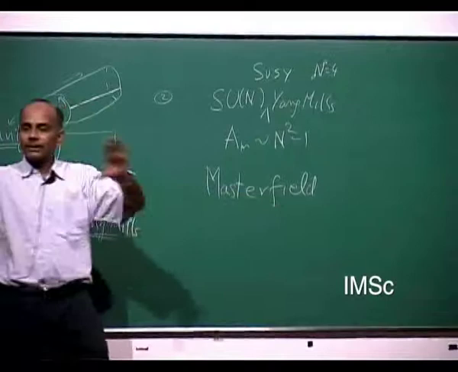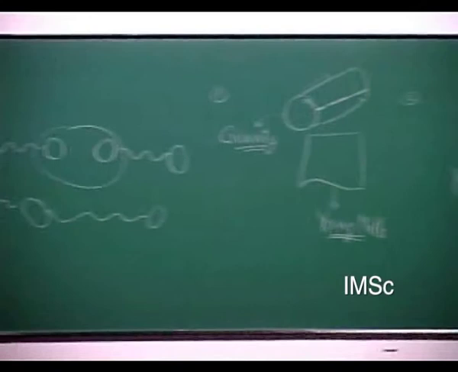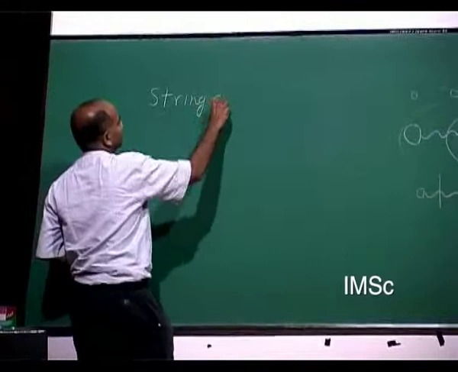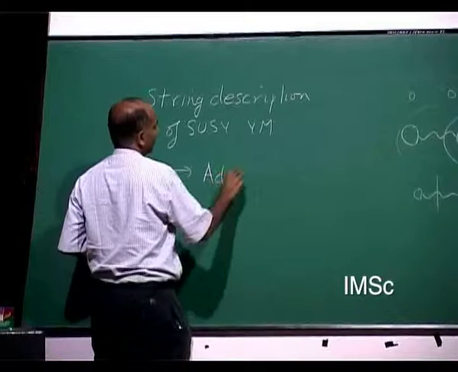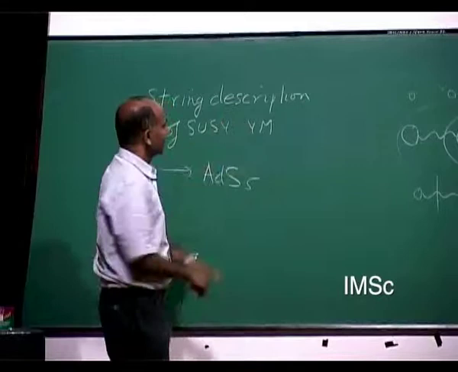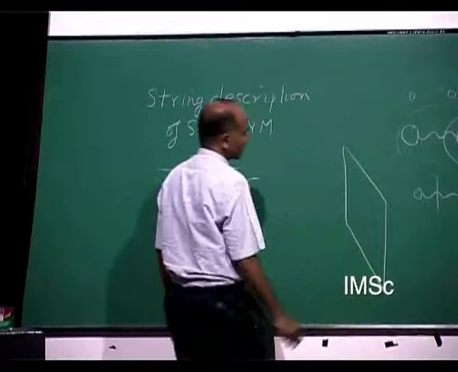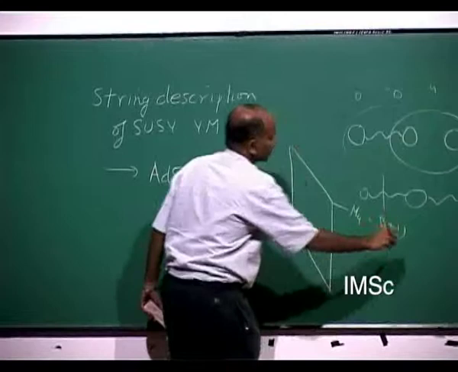And that five dimensions turns out to be an anti-de Sitter space. Okay? So the string description of supersymmetric Yang-Mills is an anti-de Sitter five-dimensional space. So you have four-dimensional Yang-Mills. I'll draw a picture here. So this is, let's say, my M4. This is 3 plus 1 dimensional Minkowski space. And you have the A mu and the matter fields sitting here.